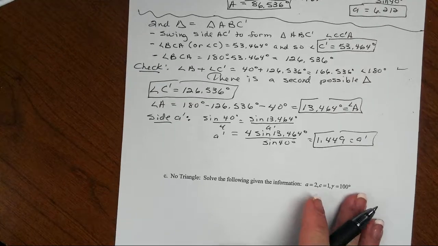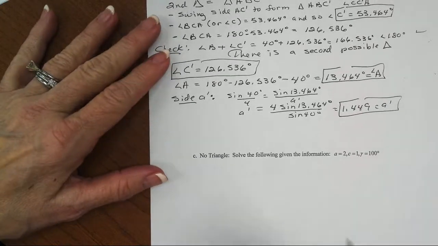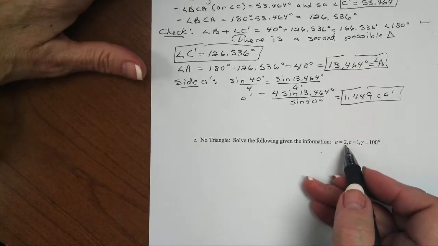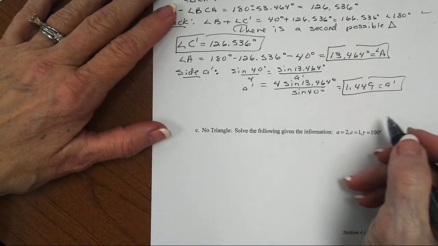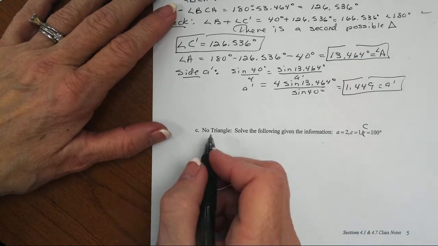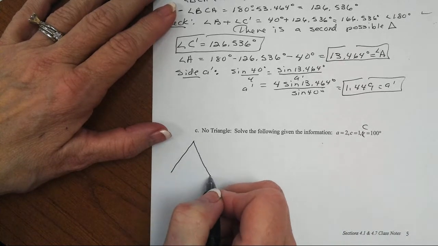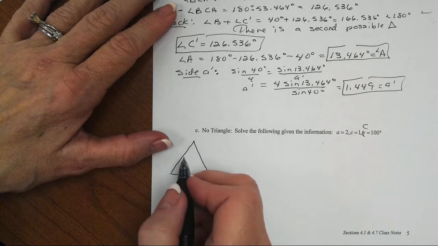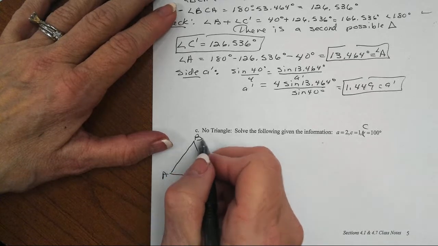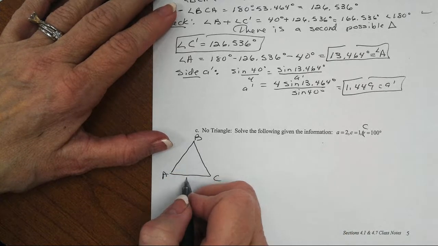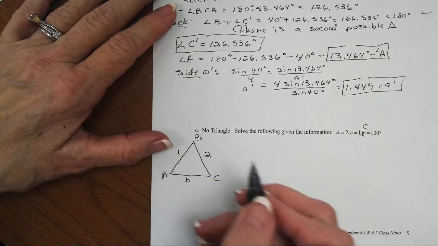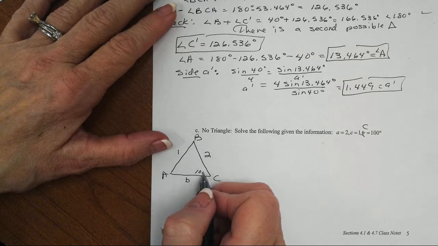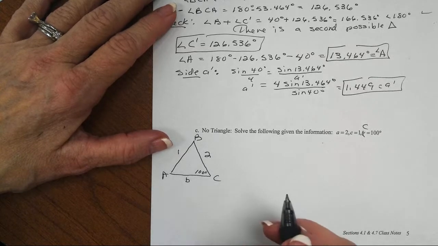All right, let's do one that has no triangle so that you can see what happens. The information given is side A is 2, side C is 1, and the angle, we'll call that angle C, is 100 degrees. So I'll just draw the triangle. It's not at all what it really looks like because it's not going to make a triangle. So this is side B. Side C is 1, side A is 2, and angle C is 100 degrees, which is an obtuse angle, and I've not drawn it that way.